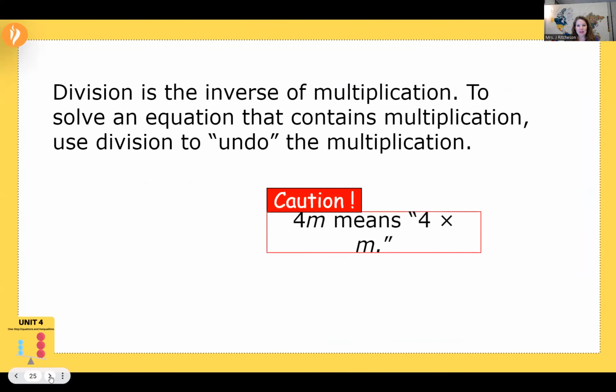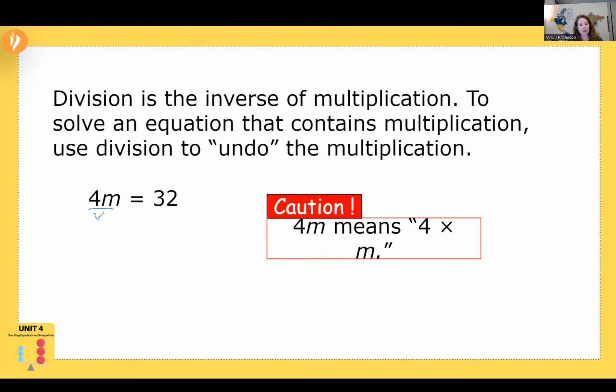So division is the inverse of multiplication. To solve an equation that contains multiplication, you're going to use division to undo the multiplication. Remember, 4m actually means 4 times m. This is multiplication. So if you have 4 times m is equal to 32, just like last week, we do the inverse operation. The inverse of multiplying by 4 is you're going to divide both sides by 4. So 4 divided by 4 is 1, and 1 times m is m. And on the right side of the equal sign, 32 divided by 4 is 8. So that is our solution.